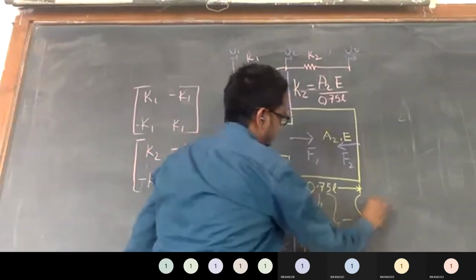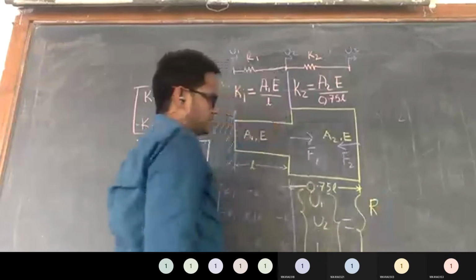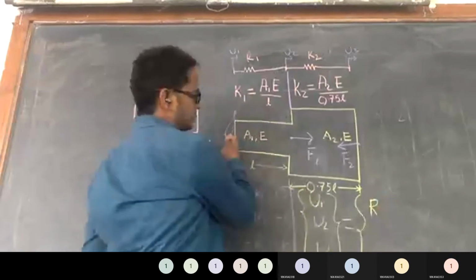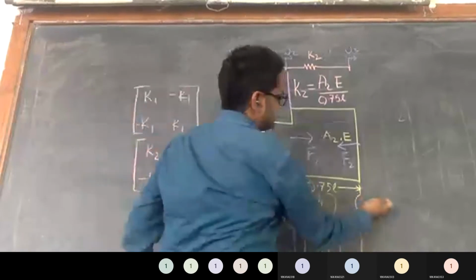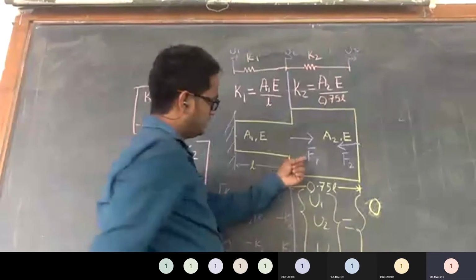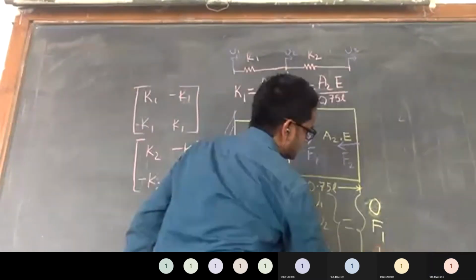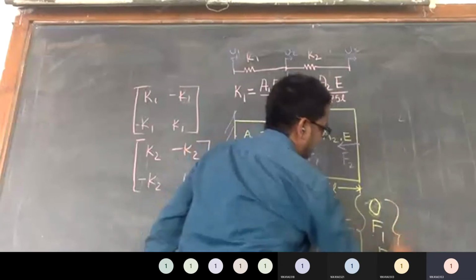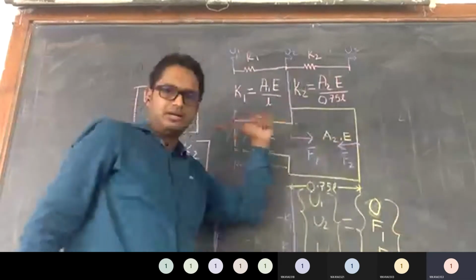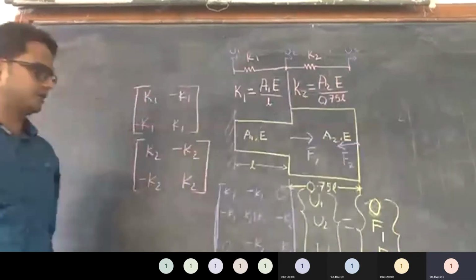So you can write F, or you can write reaction force. If it is not given any force applied over here, you write 0. Here F1 is there, and here minus F2, because the direction is in opposite direction.